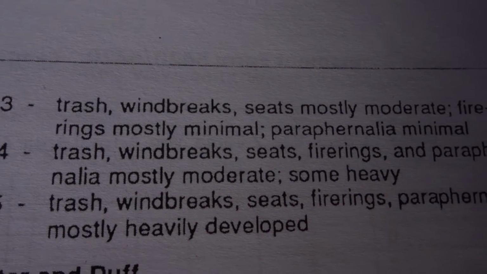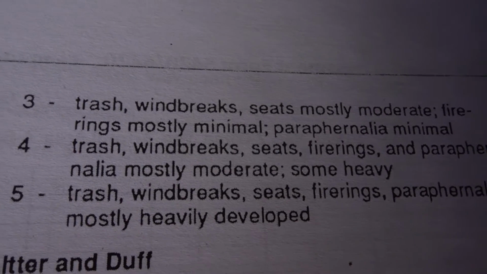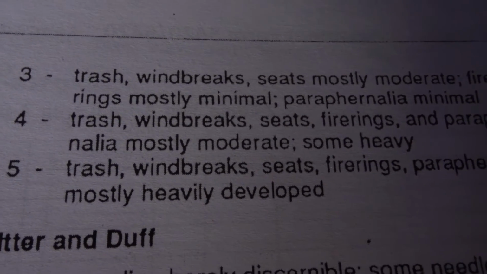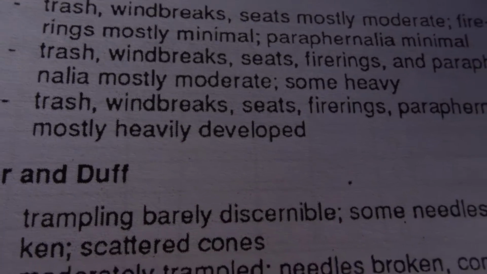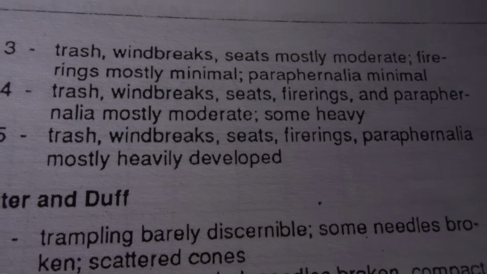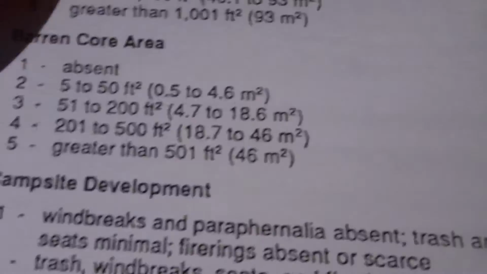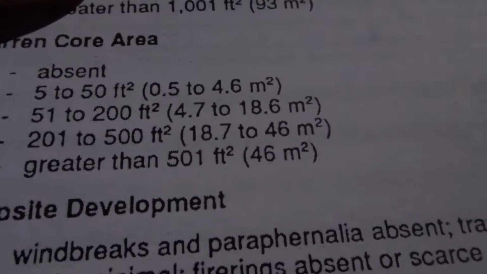3: trash, windbreaks, seats, mostly moderate. I should find some pictures of that for you. Trash, windbreak, seats, mostly moderate, some heavy. Trash, windbreak, seats, fire rings, paraphernalia, mostly heavily developed. So by this one, campsite development, we're pretty light on this one, so we're going to write a number 1 in there.